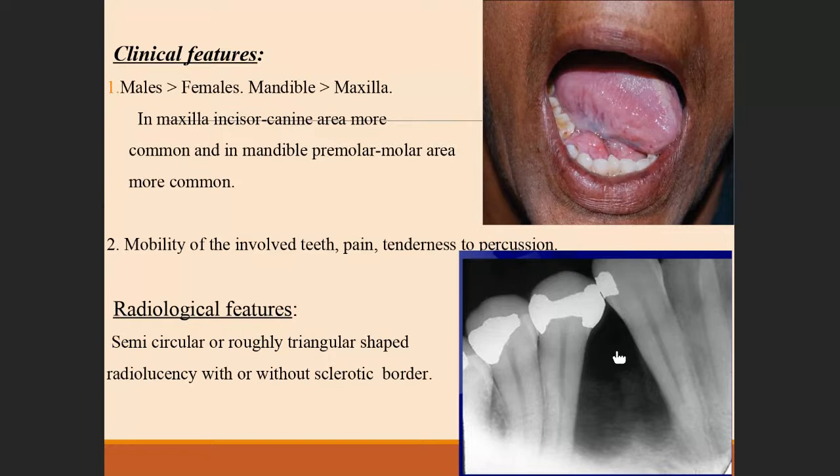So if you have a patient like this with this radiographic appearance, what will be your first impression? We will think of localized periodontitis. Yes or no? Because the tooth is tender, it is mobile. But here you can see this semicircular or triangular shaped radiolucency with a well-defined sclerotic border. So radiographically, it is very difficult to identify this SOT.